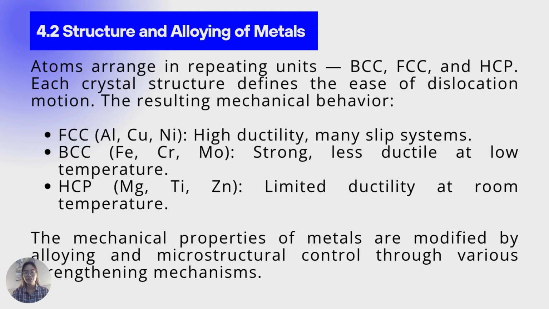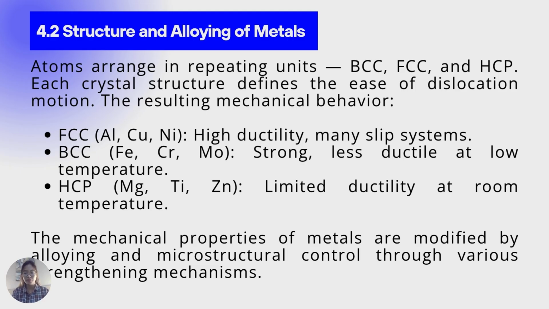This slide introduces the relationship between crystal structure and mechanical behavior in metals and alloys. All metallic elements have atoms arranged in repeating geometric patterns known as crystal lattices. The most common ones are FCC, face-centered cubic, BCC, body-centered cubic, and HCP, hexagonal close-packed. Each of these structures influences how easily dislocations, the defects that enable plastic deformation, can move through the lattice.